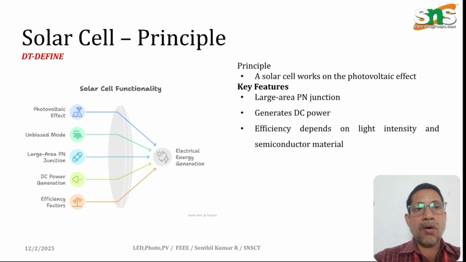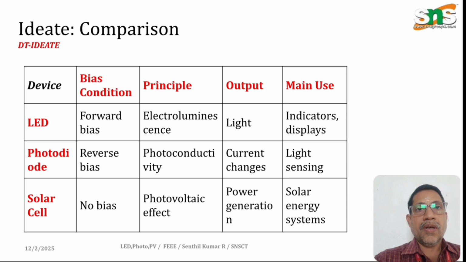And let me compare all these three here. The comparison between LED, photodiode and solar cell. The bias is forward bias for LED; for photodiode it is reverse bias, and for solar cell no bias. The principle for LED is electroluminescence, for photodiode is photoconductivity, and for the solar cell is the photovoltaic effect. The output is light for LED, DC electrical power for solar cell, and for photodiode it is the change in current, since there is a change in resistance.